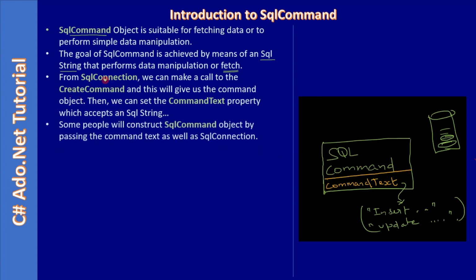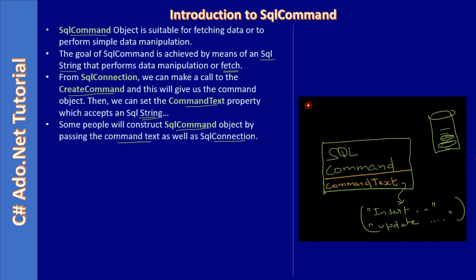In the SqlConnection, you can make a call to CreateCommand. The CreateCommand will give you the command object. Then we can set the CommandText property, which accepts a SQL string. It can be any SQL statement that you can execute on the underlying database. Some people will construct the SqlCommand object by passing the command text as well as the SqlConnection. So here is one way.